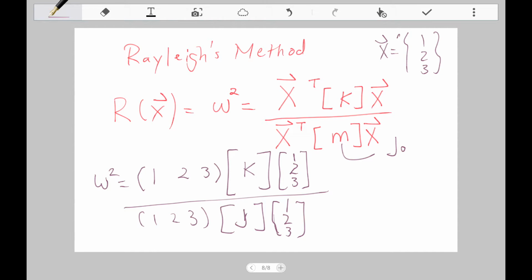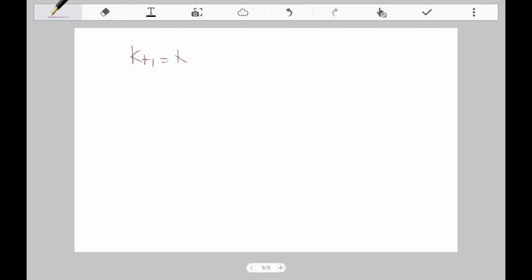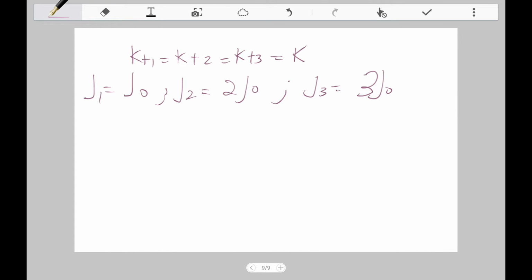In this particular example, what they have said is that KT1 is equal to KT2, equal to KT3, and that's going to be equal to K. And then for J, they said J1 is equal to J0, J2 is equal to 2J0, and J3 is equal to 3J0.